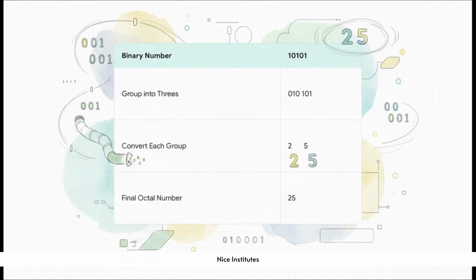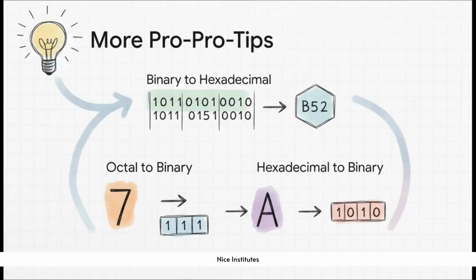It's so efficient. And what's really cool is that this grouping idea is super versatile. It's not just for octal. For instance, if you want to convert to hexadecimal, which is base 16, you just group the binary digits by 4s instead of 3s. And it works in reverse too. Going from octal back to binary, just take each octal digit and turn it into its 3-digit binary version. It's this powerful, efficient pattern that saves so much time.